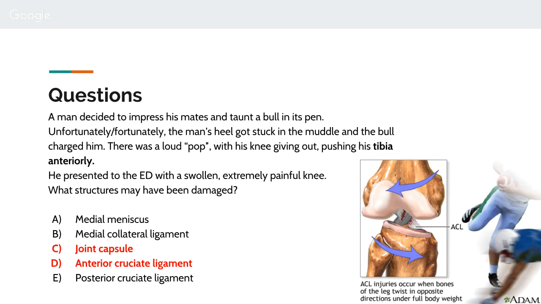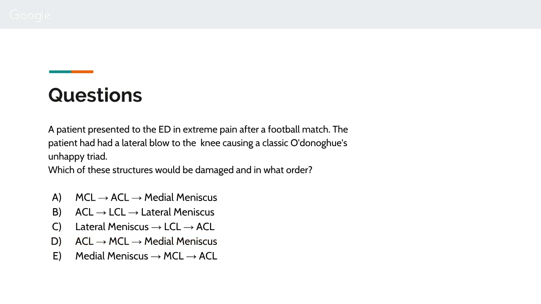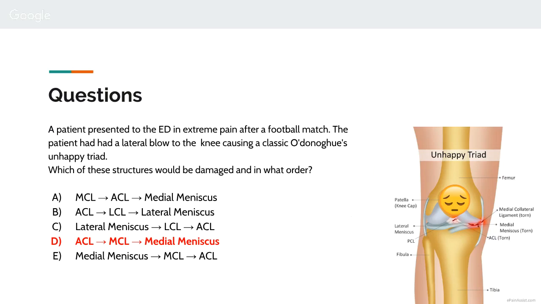Okay, does this explain it, or can we move on? Are people good? Okay, nah, yeah, cool. Yeah, B is, what's up? Yeah, it's a classic O'Donoghue's, always goes ACL, MCL, and medial meniscus. And that's just the order in which it's most severe. So if you get a not as bad O'Donoghue's, it might just be the ACL gone. But if all three go in quick succession, that's a triad.